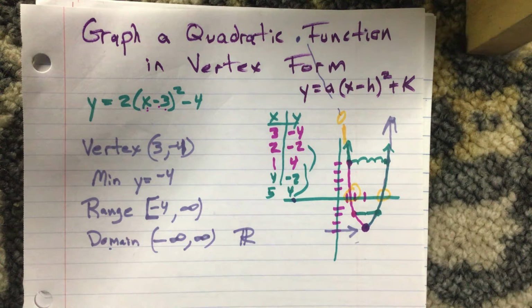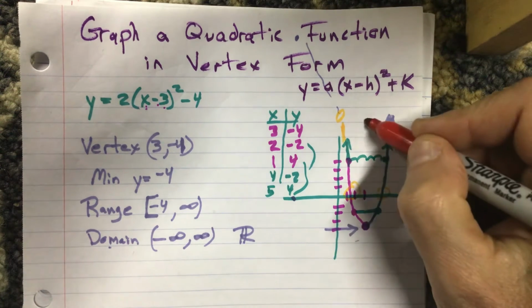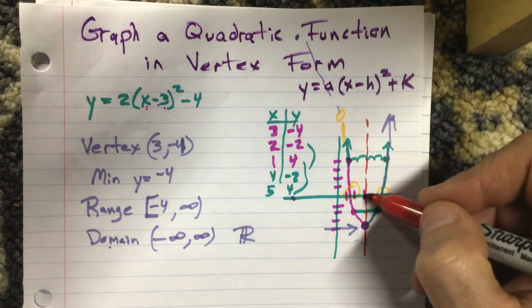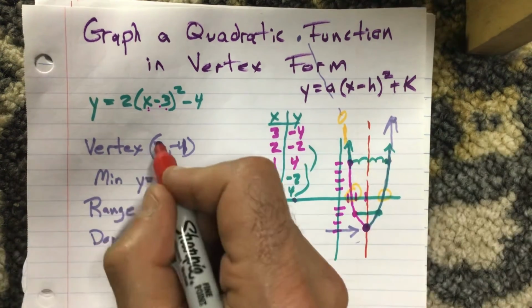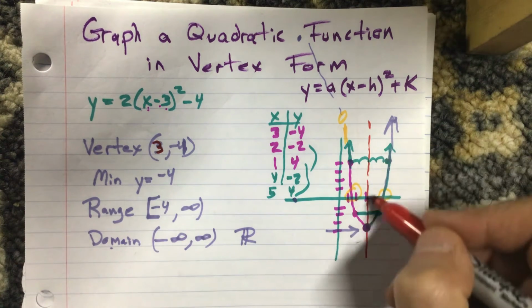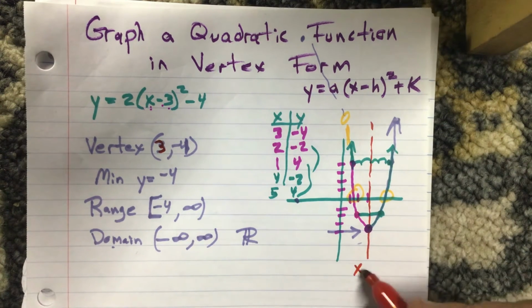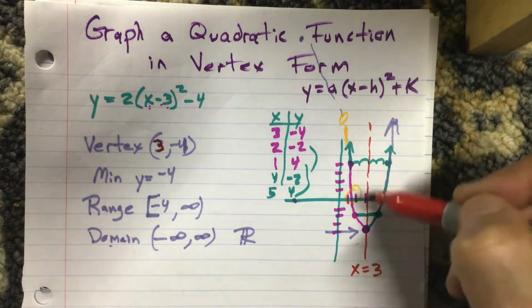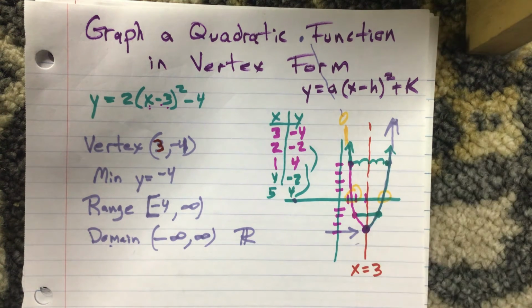Okay. My axis of symmetry is this line that just goes down the middle that divides the graph in half, and it's at x equals 3. So it's this value right here. And because it's a line, it's a linear function, it has an equation, and the equation is x equals 3. So that's the equation of the axis of symmetry.